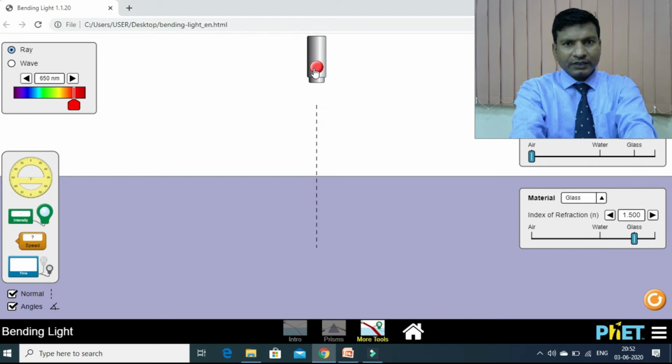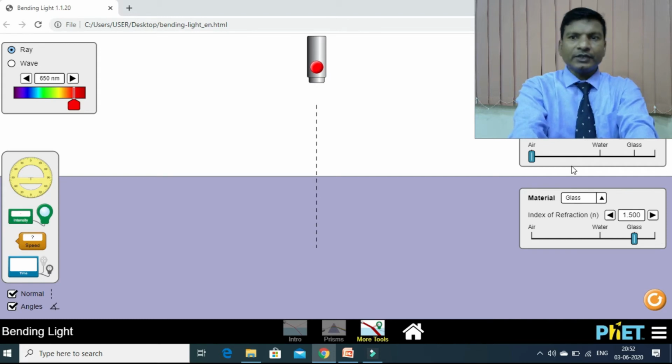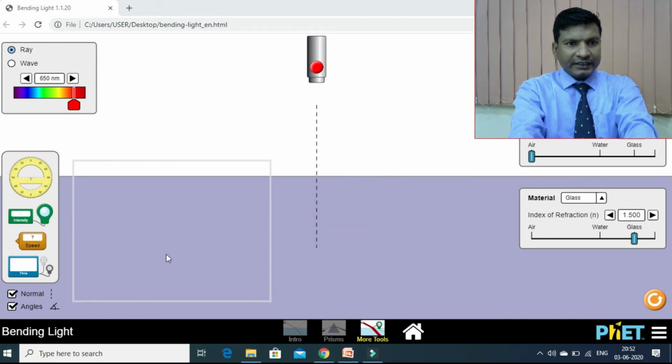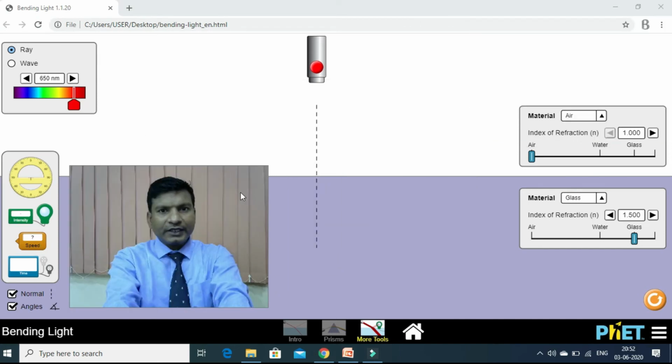Here suppose we have taken which medium now? Air to glass it was coming. Now we'll take, say, from glass to air. That means from the denser medium to the rarer medium. Then what happened? When the ray of light is coming from denser to rarer medium, we have known that the ray will move away from the normal.